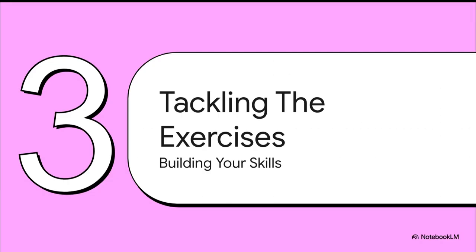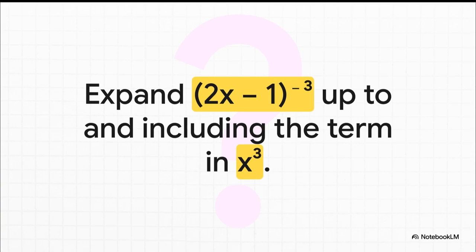All right, so we've seen how it's done. Now it's time to get our hands dirty and actually do some. We're going to jump into the exercises, starting with question 5 to really lock this in. Okay, question 5. Expand 2x minus 1 to the power of minus 3. Right away, you should spot the issue. The bracket starts with 2x, not 1. Our formula needs it to be 1 plus something. So what do we do? The first step is always to get it into the right form.